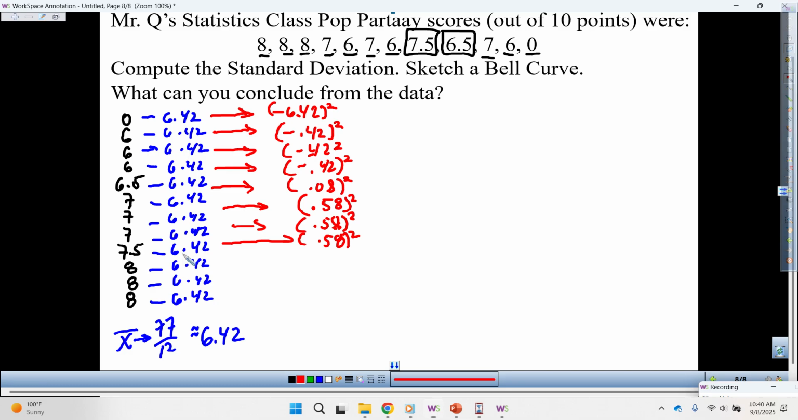Next, 7.5 minus 6.42. That is 1.08. And then 8 minus 6.42 is 1.58 3 times. All right, square these. And I'm going to wait for you guys to give me numbers. Give you some time. Square all these.